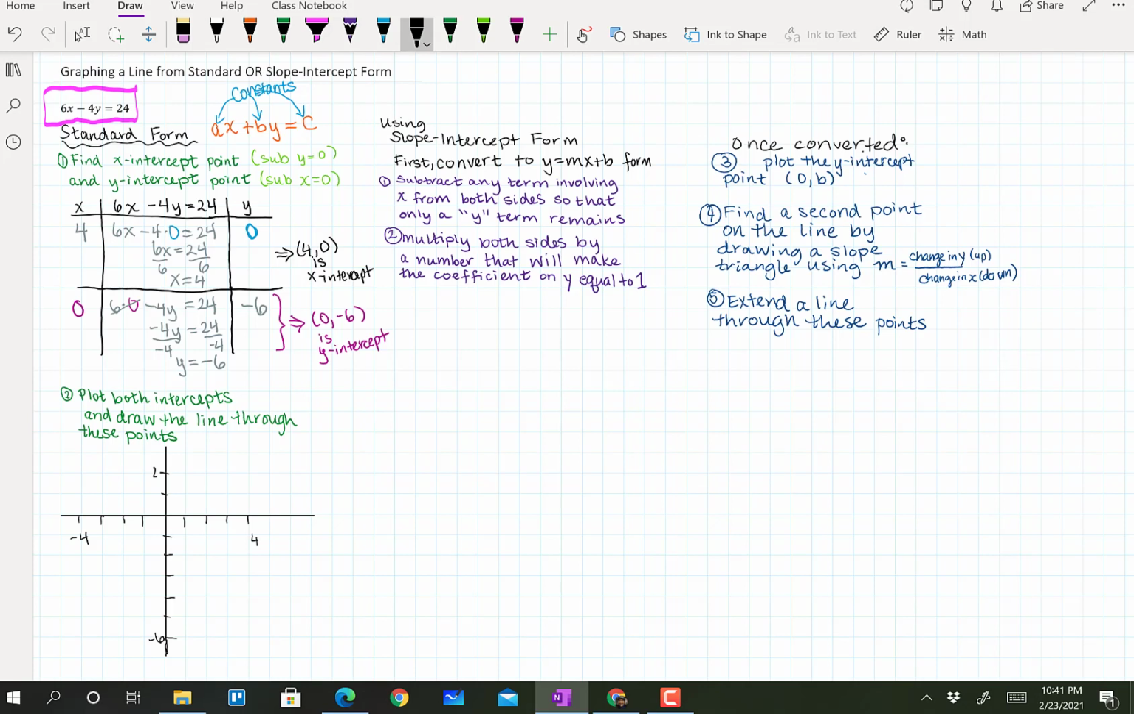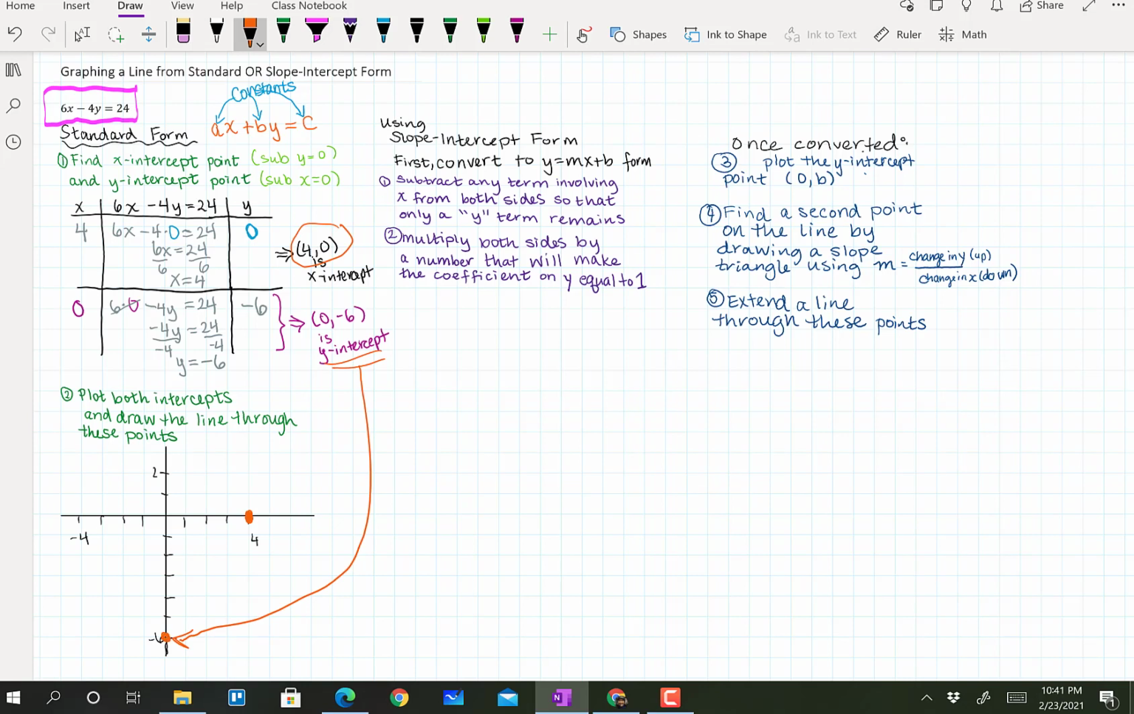Looking at the first point, I had the x-intercept. That's a point on the x-axis, and its coordinates were (4, 0). So I'm plotting that (4, 0) point first. That's going to be right there. Next, I'm going to need to plot the point for the y-intercept. That's (0, negative 6), which would be here.